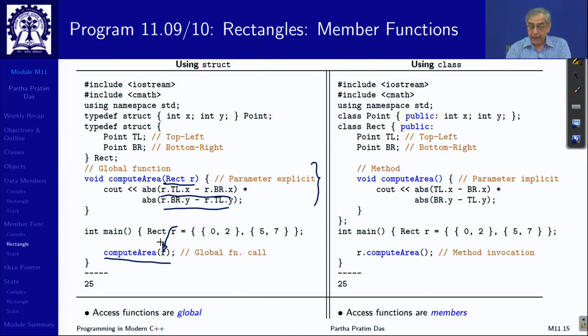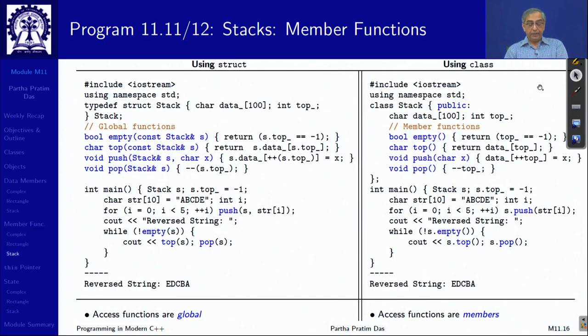In C++, we have seen these are the data members which are public. Also, this member function, which I now introduce here, like before I do not need to pass any object, because it will be invoked only with that object. R dot compute area will do the same thing. So, this is the role of the member functions.